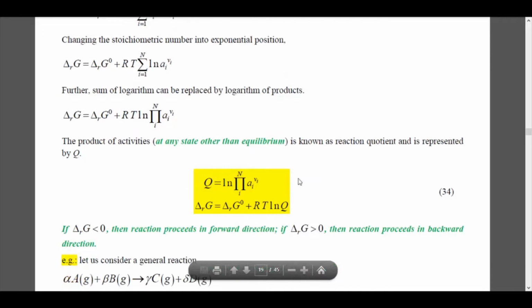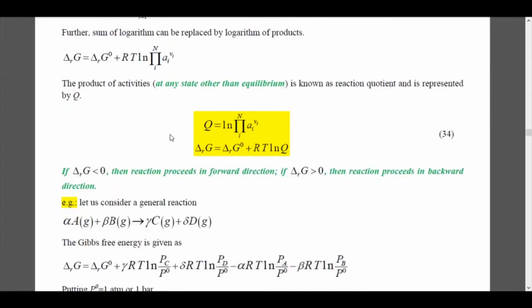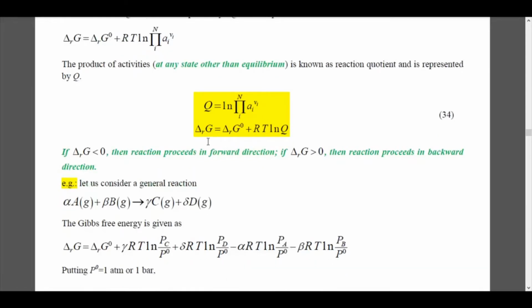So reaction coefficient is written as capital Q, and Q is equal to the product of ai to the power Vi. So I can write delta Rg is equal to delta Rg0 plus RT ln Q. This Q is the reaction coefficient. Again, it is important to note that reaction coefficient is applicable at any state of the reaction other than the equilibrium state. We will also understand this pictorially in a short while.